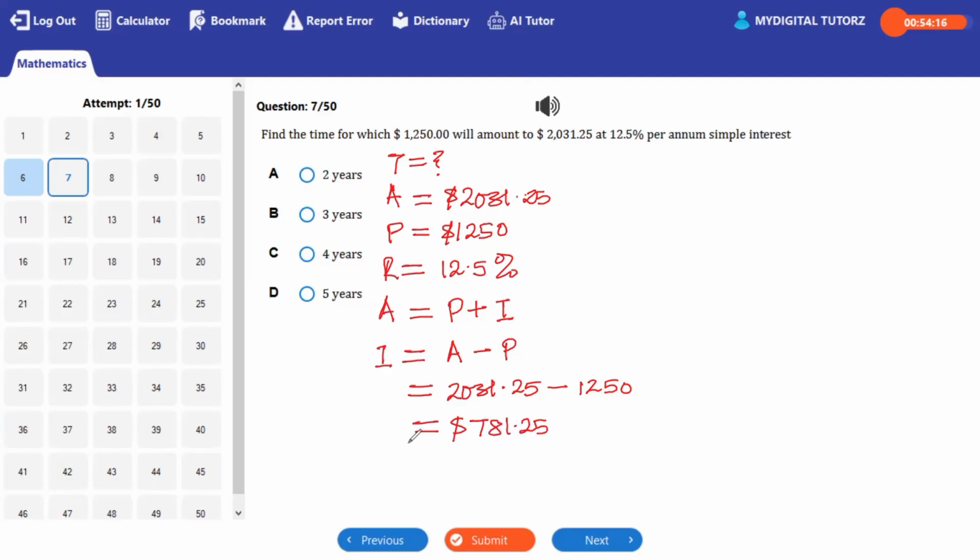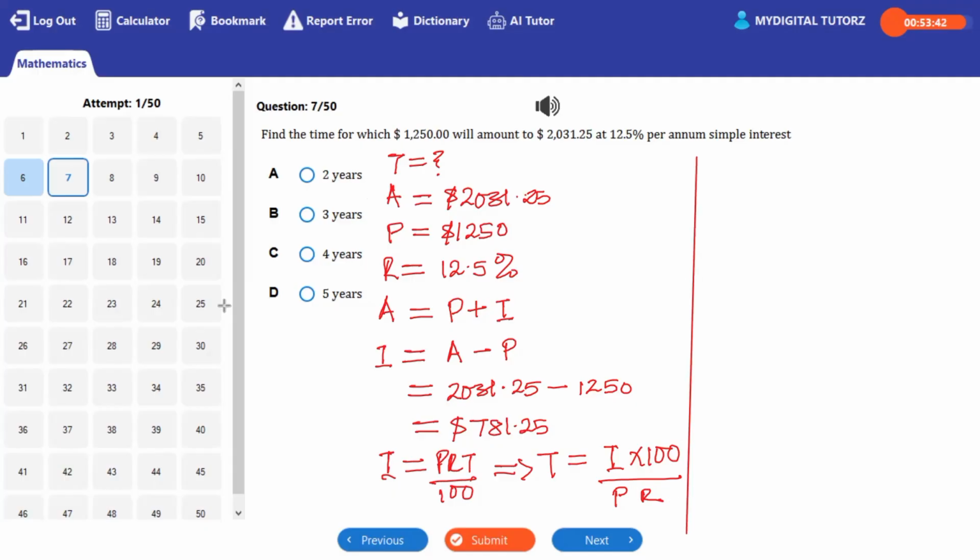If you do that, you are going to have the interest accumulated to be $781.25. So you remember the formula that the interest is equal to the principal times the rate times the time, all over 100, PRT over 100. So it's a question of making T the subject of the formula, which implies T will be equal to the interest multiplied by 100, everything divided by PR. I hope this is understood. Okay, so from there we have T equal to, what is our interest?